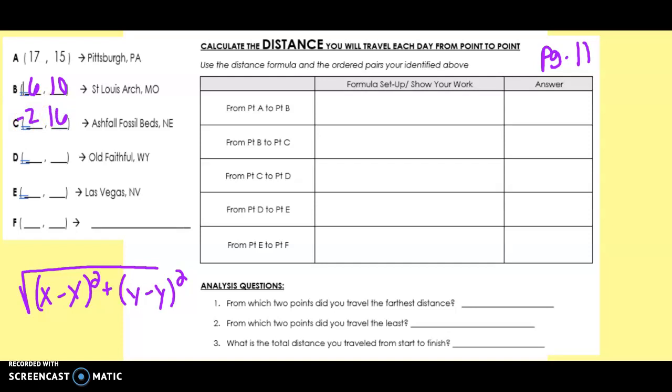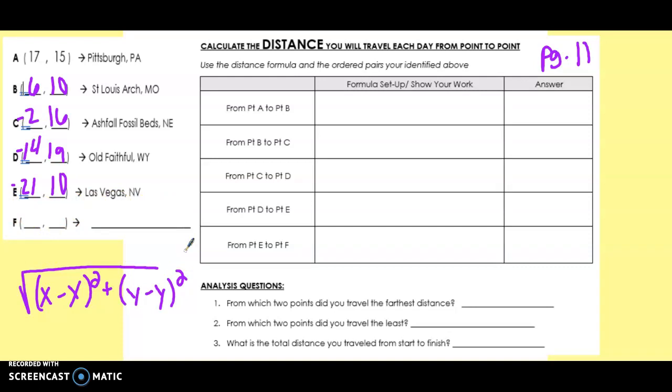Old Faithful in Wyoming, -14. Doesn't really look like it. Okay, so Old Faithful in Wyoming was (-14, 19). Las Vegas, Nevada is (-21, 10). And then again, for F, it depended on what location you picked. So if you were in San Francisco, your ordered pair was (-28, 13). There was 5 choices in general, and the packet included those ordered pairs. So this last one is going to vary person by person. And again, it depended on what destination you chose to visit.